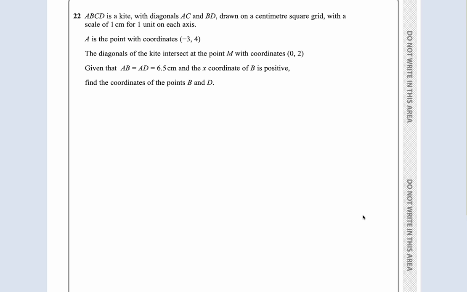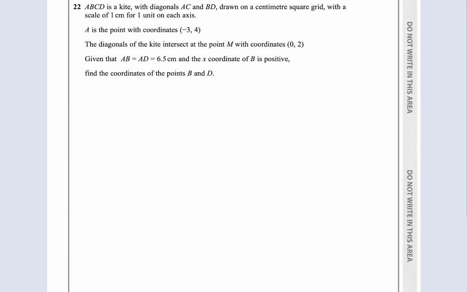Okay, question 22. ABCD is a kite with diagonals AC and BD drawn on a grid. A has these coordinates, and the diagonals meet at M, which is this coordinate. So I'm going to start by drawing a kite, like this. I'm deliberately drawing it at an angle, just so we don't make the mistake of thinking in relation to a grid.